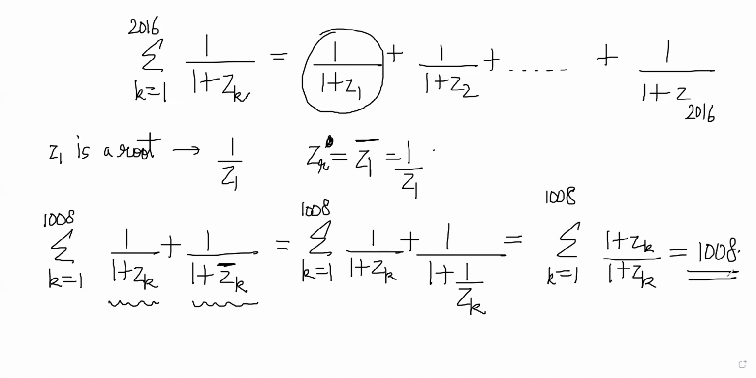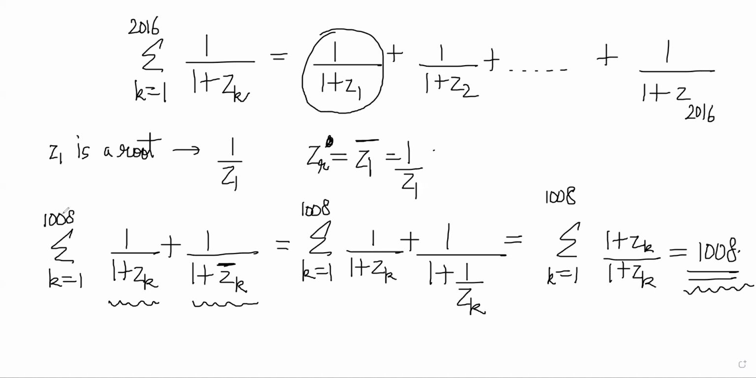So the question is solved immediately as soon as you realize that all the roots are going to come in pairs and zk conjugate is equal to 1 by zk. When you group the terms like that together, the summation of 1 by 1 plus zk plus 1 by 1 plus zk conjugate becomes simply 1, and therefore the answer will be 1008 in this case, right?